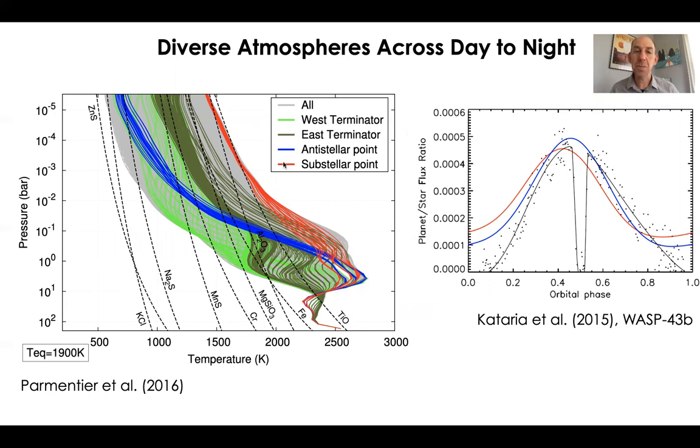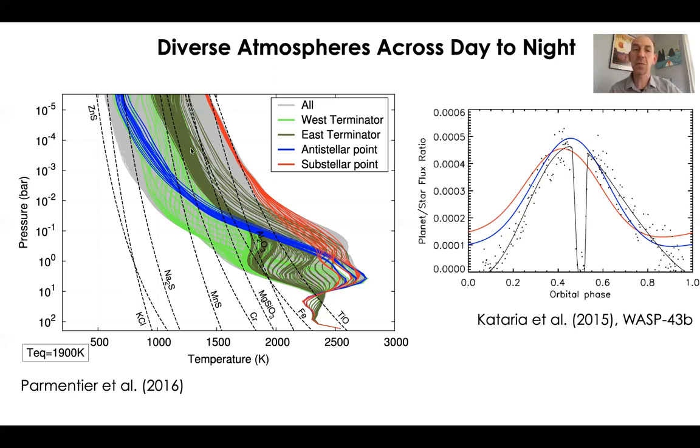So the substellar point, that's kind of like high noon, that should approximately be the hottest part of the atmosphere. You have the west and the east terminator. One terminator is getting warm gas that's being advected to the night side. The other terminator has cold gas that's being brought around to the warm day side. And so only in a 3-dimensional model can you get a real feel for what's going on.